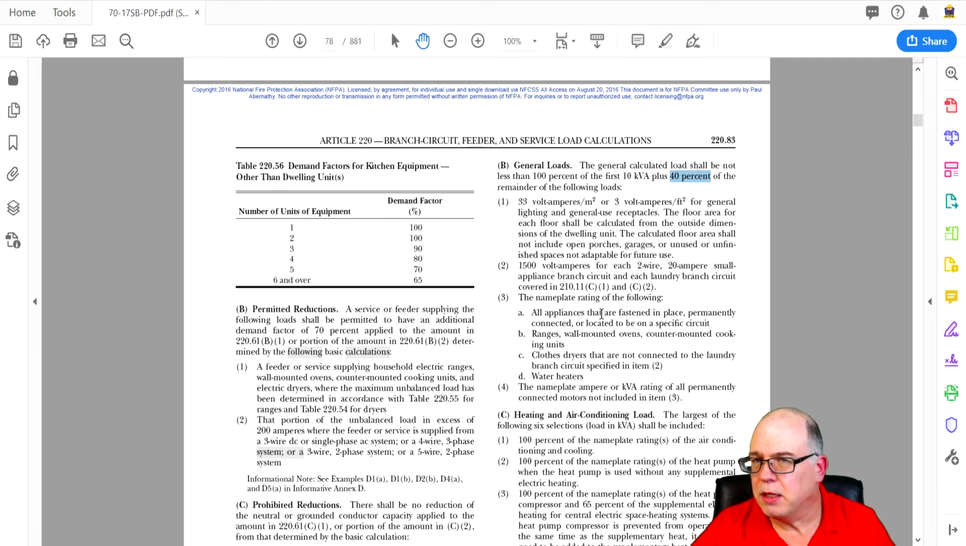But there's a caveat. You're going to have to take the nameplate value of all your appliances, the nameplate value of your ranges, wall-mounted ovens, counter-mounted cooking units, clothes dryers, and water heater, and any other permanently connected motor that is not covered in the appliance application that we're going to talk about in a second. Okay, so I could have other motors.